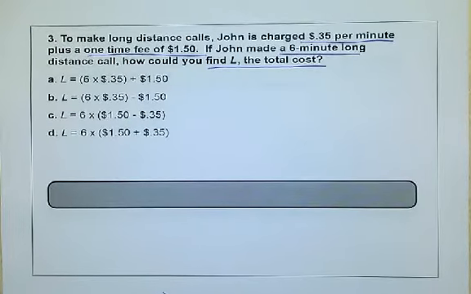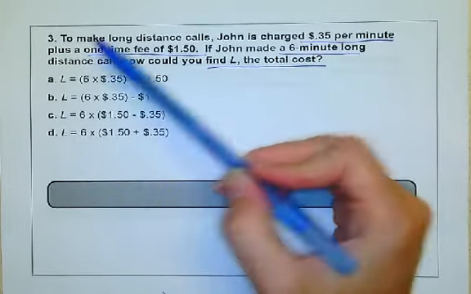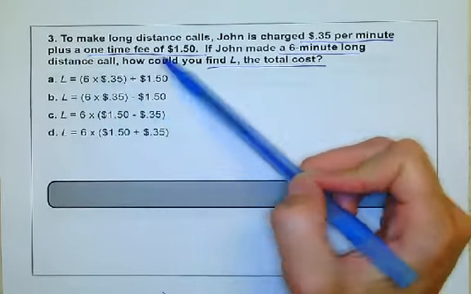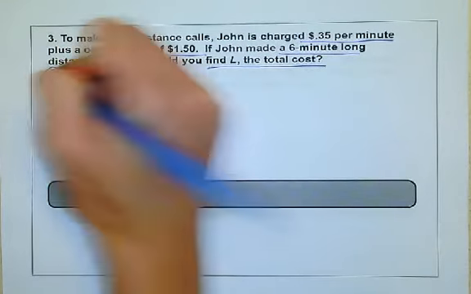Okay, Lily, can you explain why you chose A? So you know that the 35 cents goes with the 6 minutes. So 35 cents per minute for 6 minutes goes together. And then you plus the additional fee, one-time fee of $1.50. Good job, I agree with A.